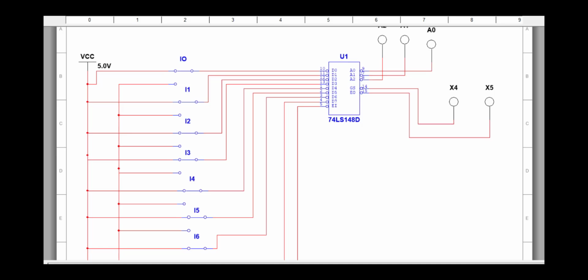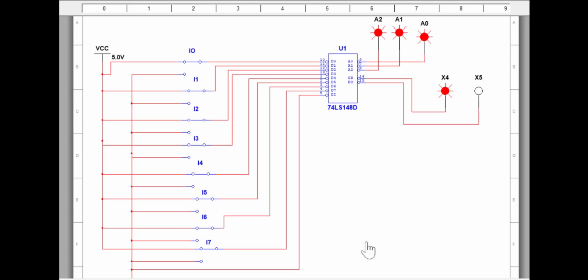So first we'll test the octal to binary encoding application. Now we'll run the simulation. If you look at here, all the 8 inputs are at a high level, that means none of the inputs is activated. If you look at here, all are glowing, that means all are zeros, because it's an active low output, so all are 0.